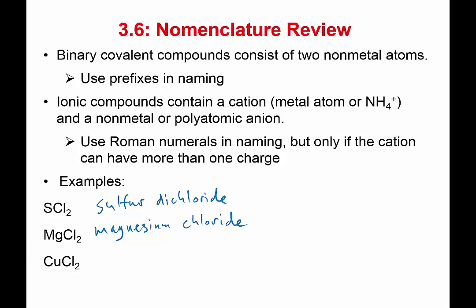That's a common mistake students will make. It's not dichloride because we only use the prefixes on covalent compounds. This is an ionic compound. CuCl2 is also an ionic compound. Cu is copper. Copper is another transition metal that can have more than one charge, and we can see here that if we have 2 chlorides, each -1, the copper must therefore be +2. So this is copper(II) chloride. Again, don't use prefixes, not copper dichloride. Never use prefixes on ionic compounds, but instead we use the Roman numeral to show that the copper has a +2 charge.